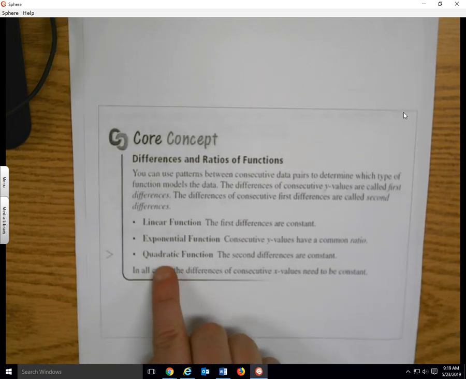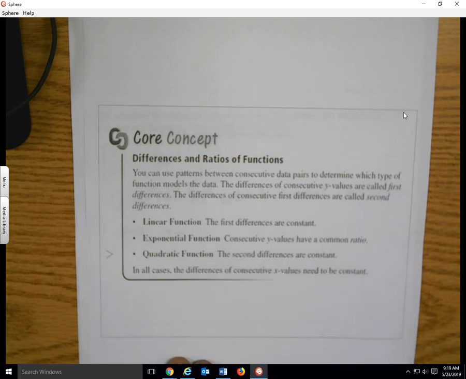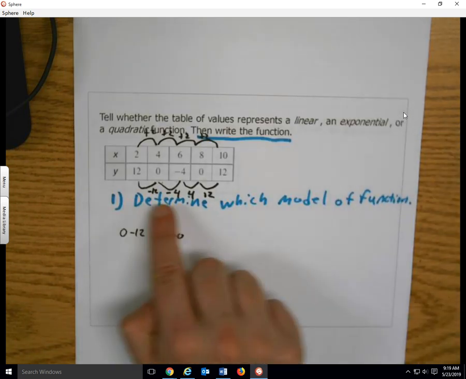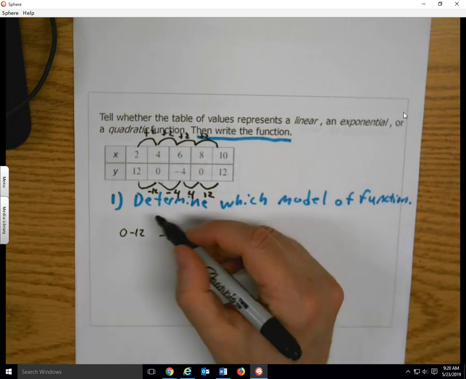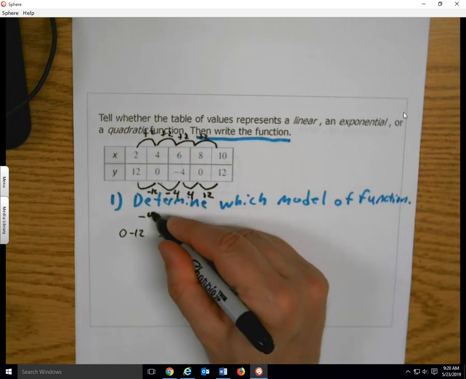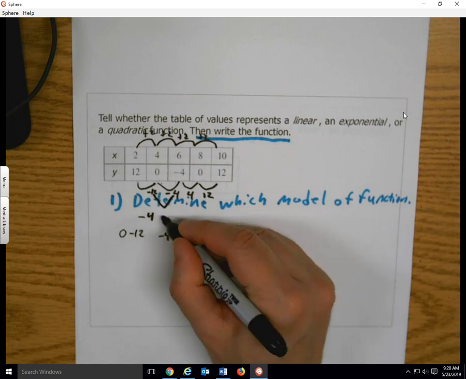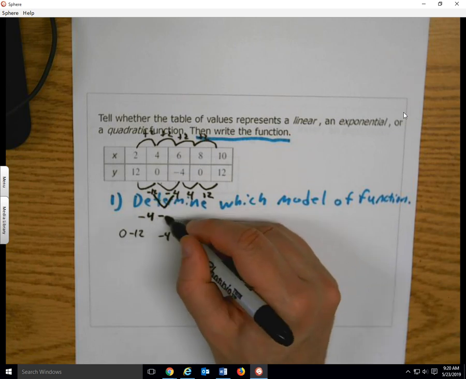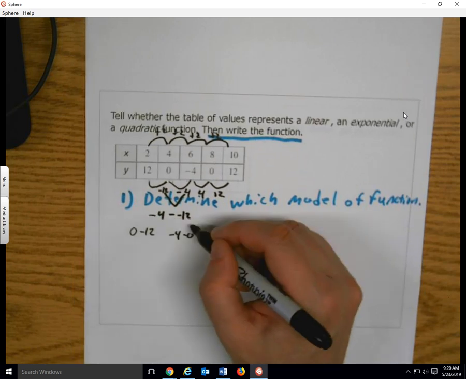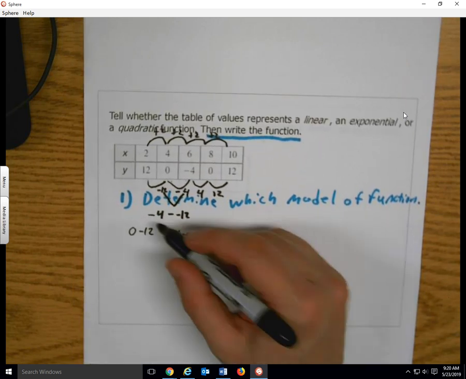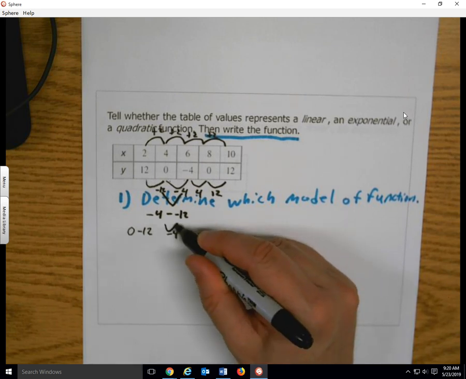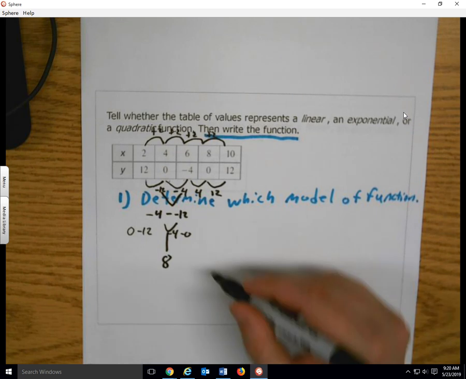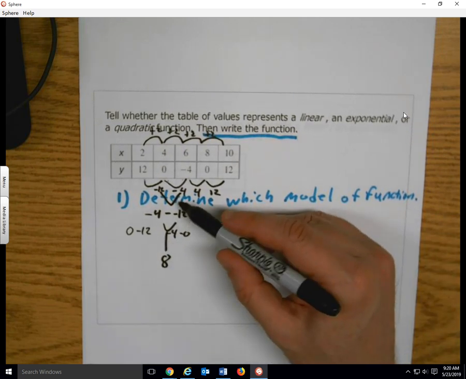In order to determine if it's quadratic, we would need the second differences to be constant. All we found was the first differences. We now need to find the second differences. So let's go ahead and do that. A negative 4 minus a negative 12. And that negative next to a negative would turn it to a positive. A negative 4 plus 12 would be 8. So the difference is 8 between these two.